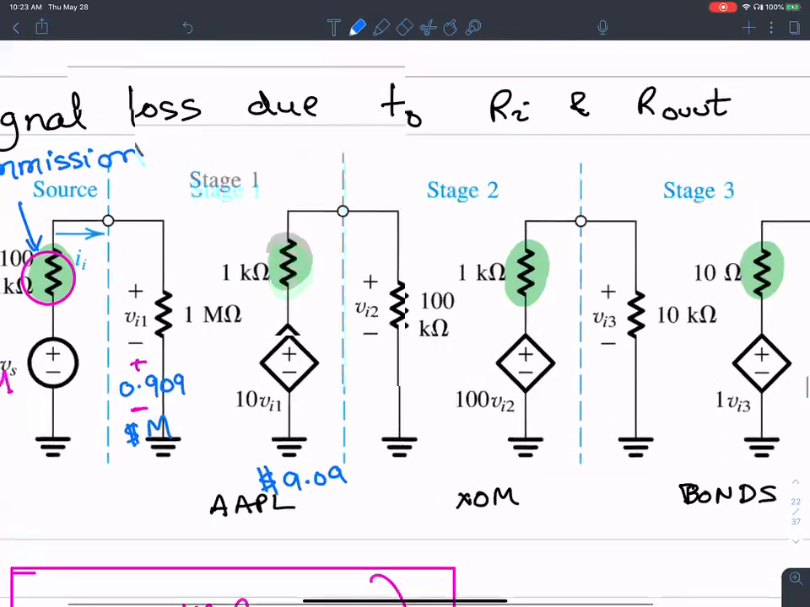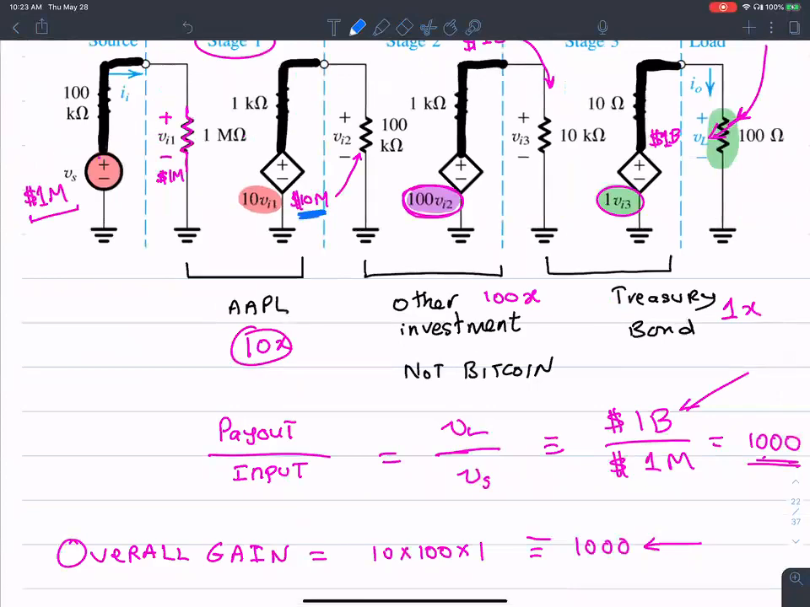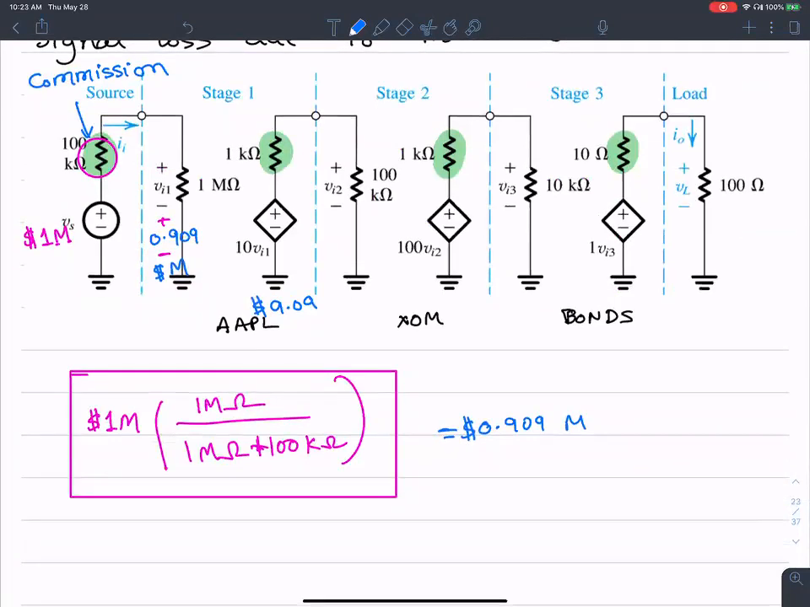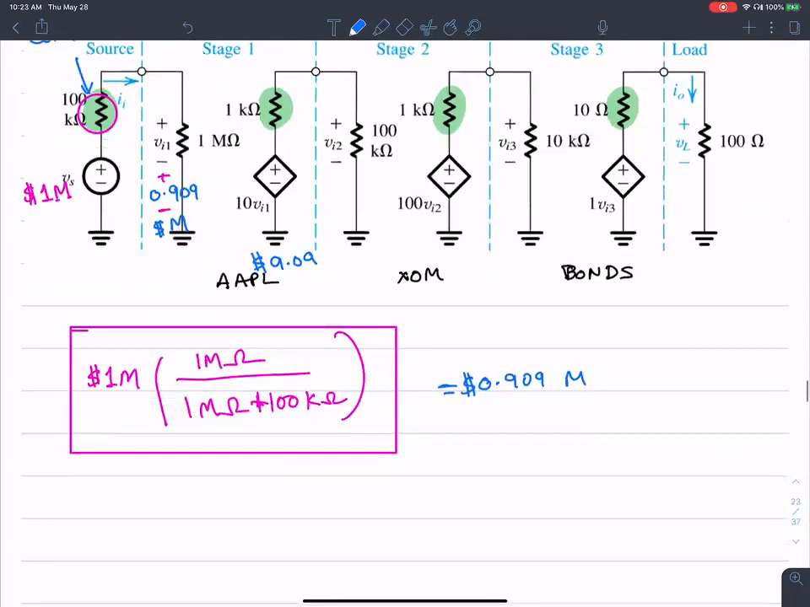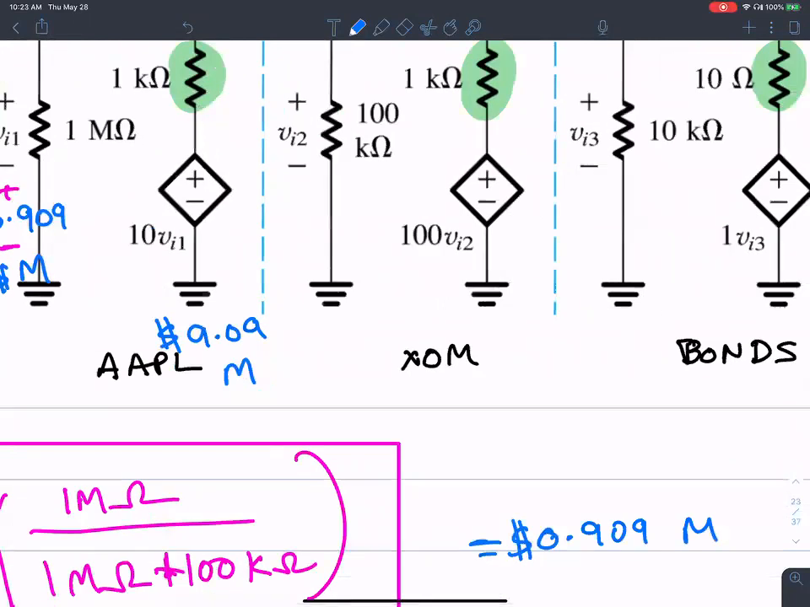Earlier, if you remember, I had $10 million because no chunk of it was consumed by commissions. But here, a small chunk of it is consumed by commission. What can you do? It's a necessary evil. So you have $9.09 million to invest coming out of Apple. You cashed out there, and that is available here as $9.09 million.